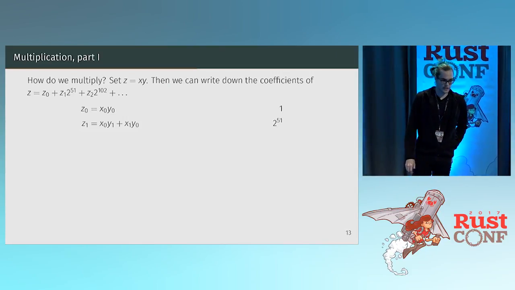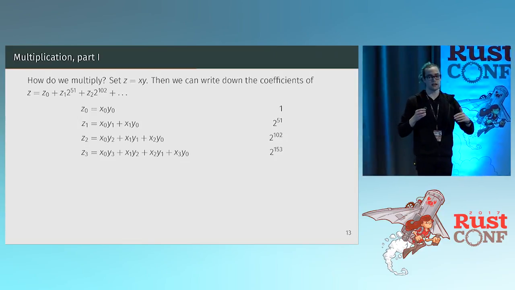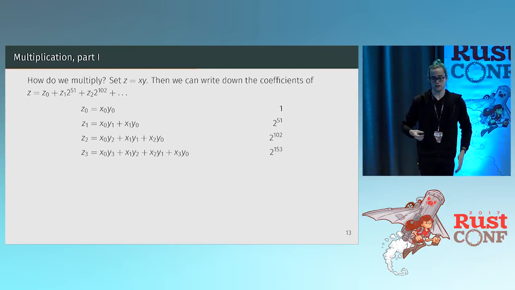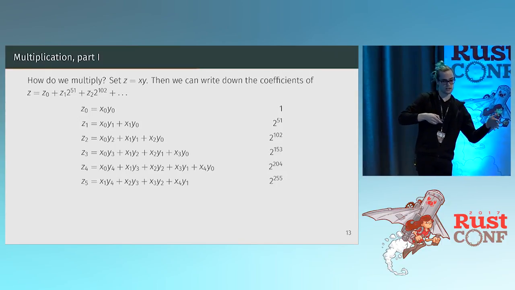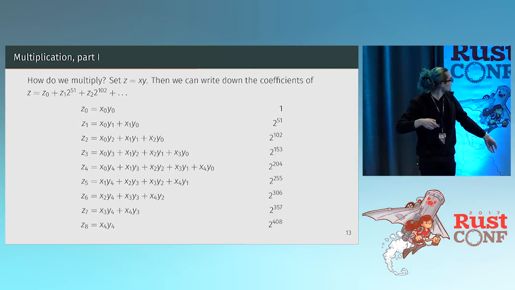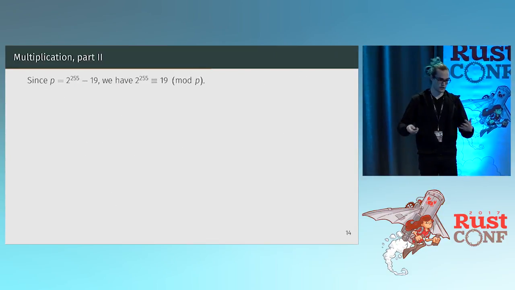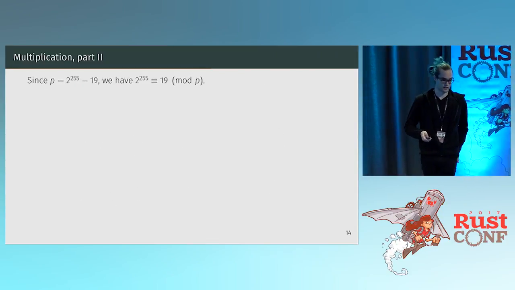Well, you could just do your naive schoolbook multiplication. If we start by writing out what the coefficients of this product are, in the low term, we'll just get x0 times y0, and then we get x0 y1 plus x1 y0, and we continue in this way. So I'm writing the coefficients of the output on the left-hand column, the actual digits on the right, and you get this sort of nice triangular structure.